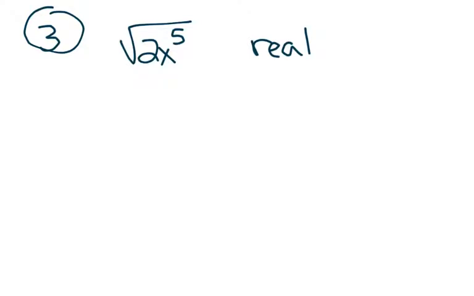In number 3, they want a complete list of the values of x for which the square root of 2x to the 5th is real. Well, in order for a square root to be real, the number underneath the radical must be positive. So what we do is we set the part that's under the radical greater than or equal to 0. And we solve that inequality. We've solved inequalities before. They solve just like equations.